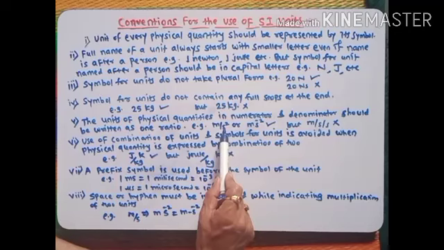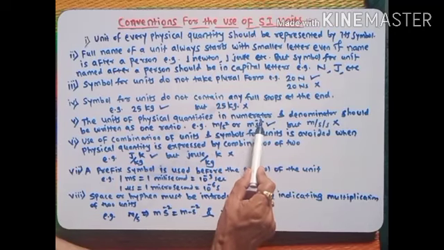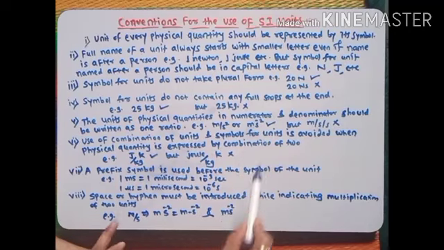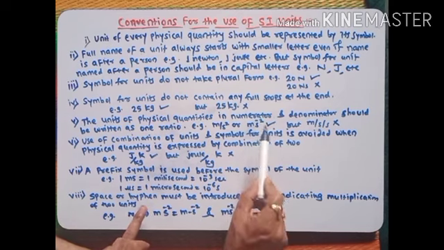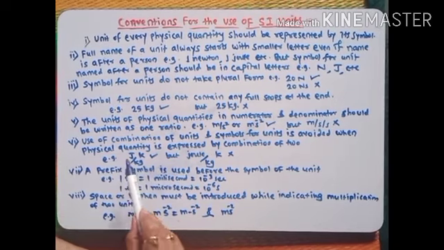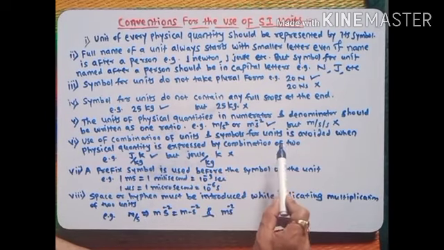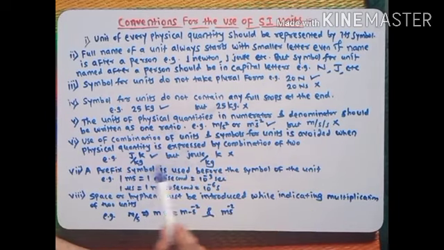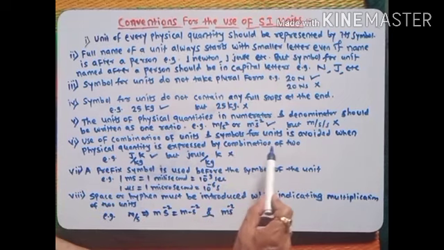The units of physical quantities in numerator and denominator should be written as one ratio. Means meter per second square or m s raised to minus 2. Here a space must be there according to this rule, but not meter per second per second. This is incorrect. Use of a combination of units and symbols for units is avoided when a physical quantity is expressed by a combination of two.